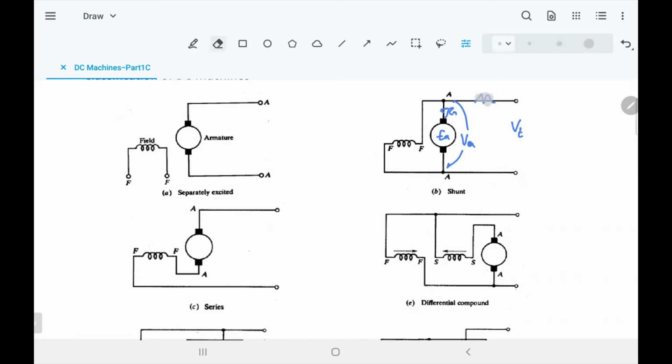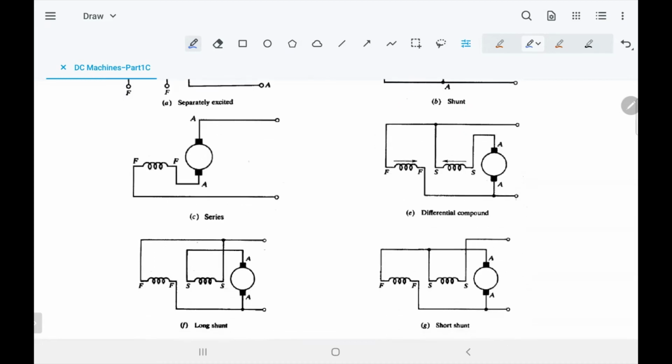So if there is a resistance connected in series here, the armature voltage will not be equal to the terminal voltage. All right. And of course, if you have the current here, I terminal, or call it I, it will be distributed. The current will go to the field, we call it IF, and the current going to the armature, we call it IA. So I will be equal to IF plus IA.